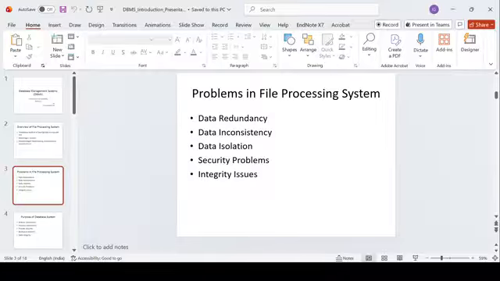So next we see the problems in file processing system. The file system has several issues. The same data may be stored multiple times causing redundancy and inconsistency. Data security and integrity are also difficult to maintain.